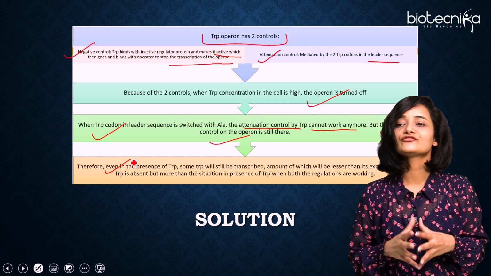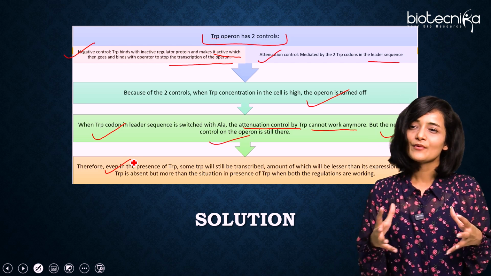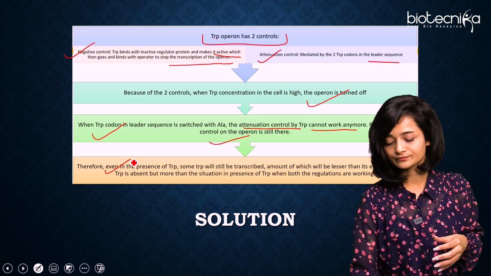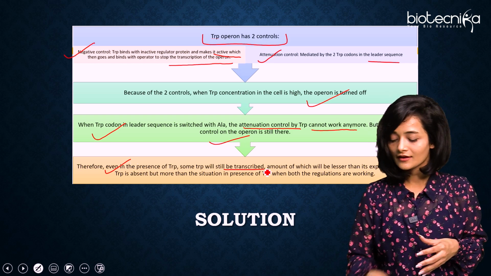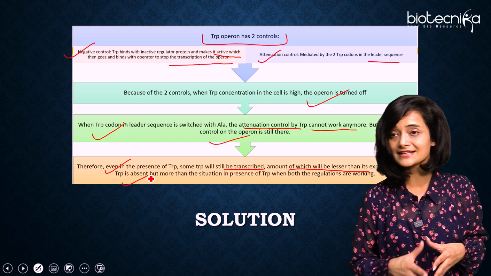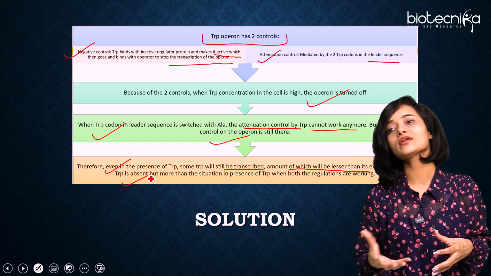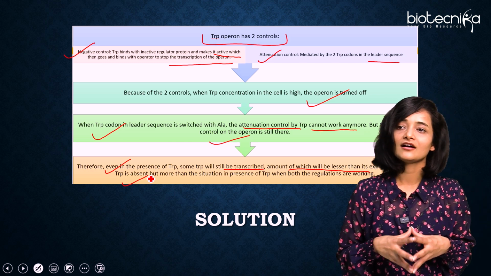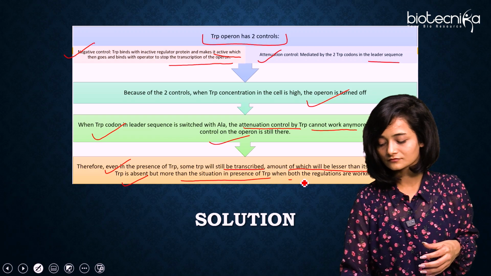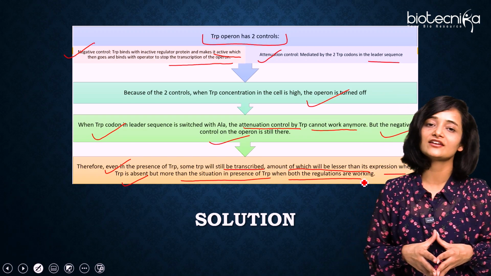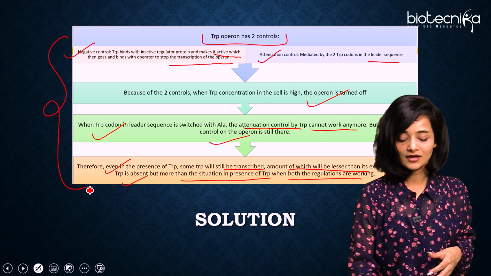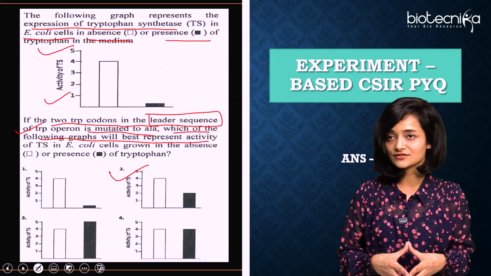Even in the presence of tryptophan now, some of the operon will still be transcribed. The amount of which will be lesser than the expression when trp is absent, but it will be more than the situation in presence of tryptophan when both of these regulations are working. So this is the whole explanation of the question that we have solved here.